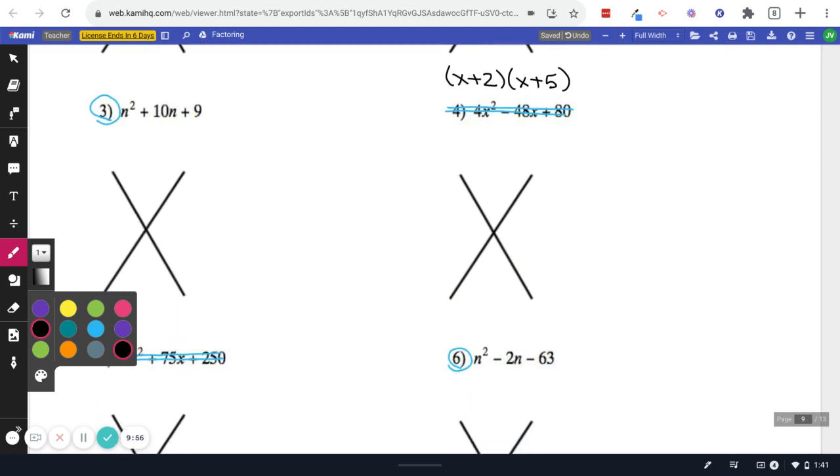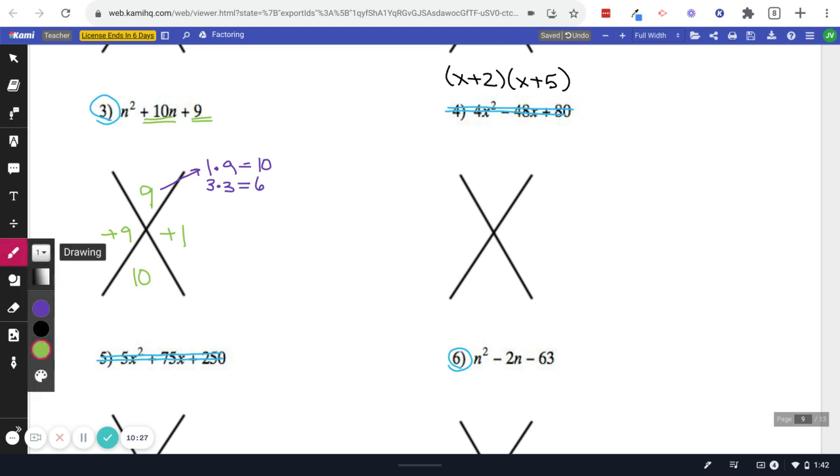In the next one, everything's positive again here. Our last on the top, and our middle on the bottom. Ways to make 9: 1 times 9 or 3 times 3. 3 times 3 adds to make 6. 1 times 9 is a 10. That's good news for us. So we're going to do plus 9 and plus 1. And that means our final answer is going to be x plus 9 and x plus 1.